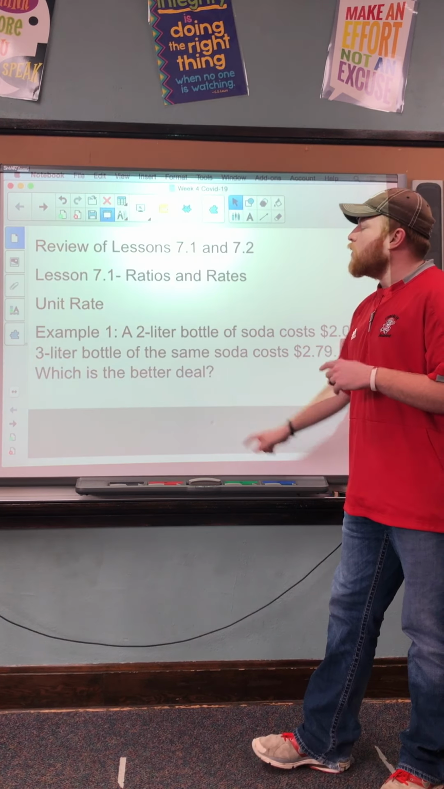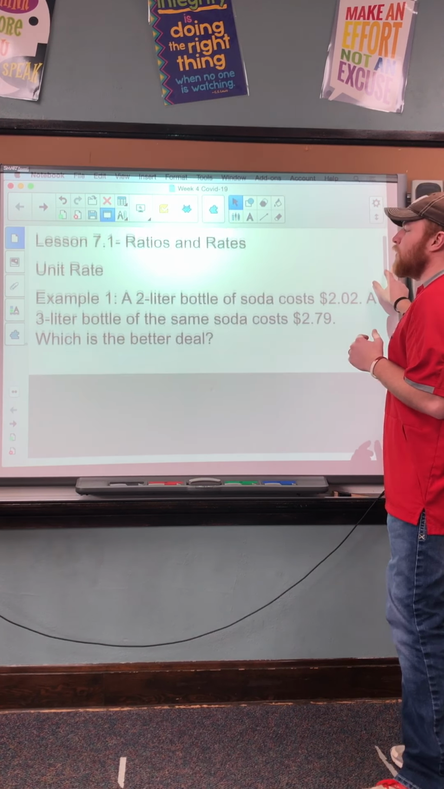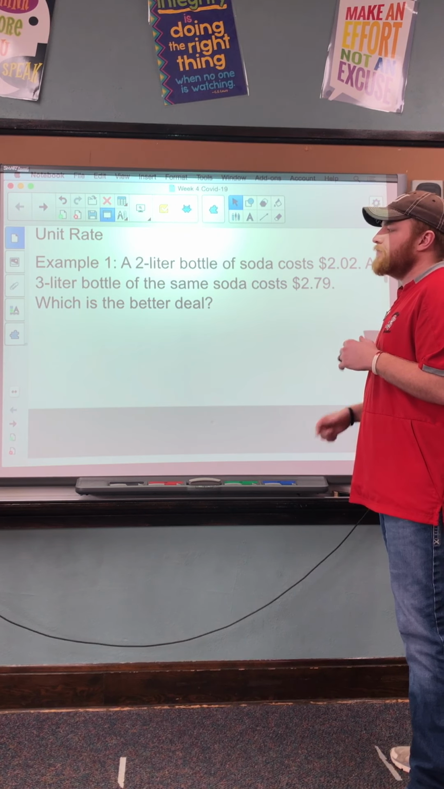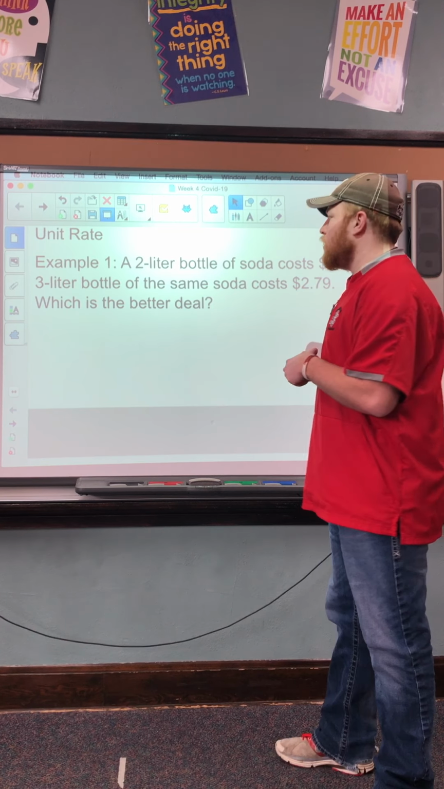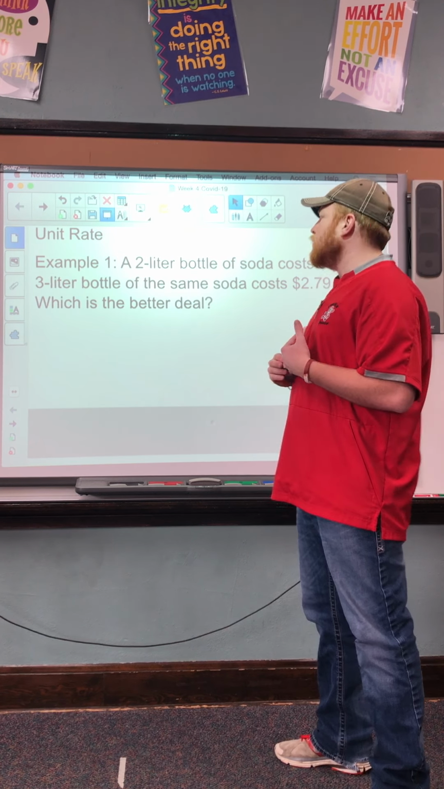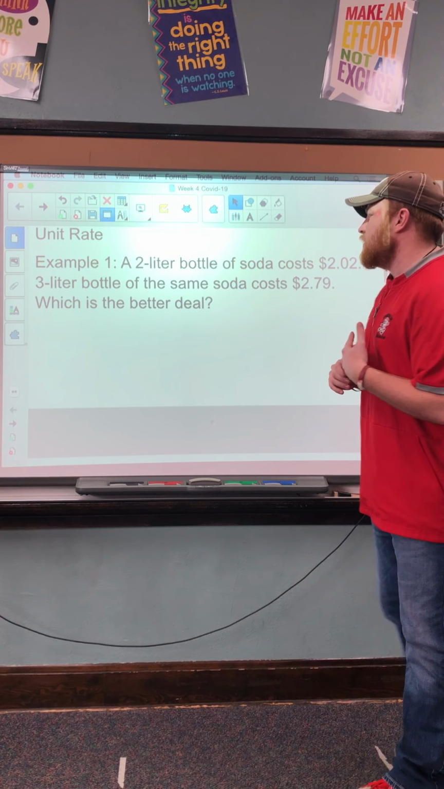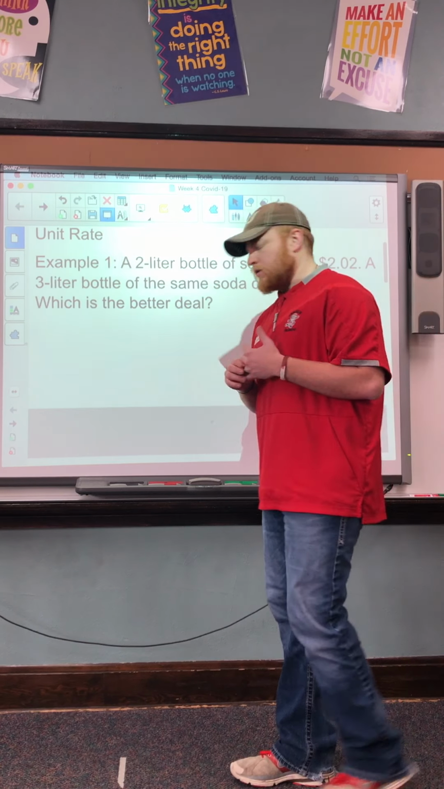Lesson 7.1 is titled Ratios and Rates. The biggest thing with this lesson was the unit rate, okay? This was the hardest part of the lesson. So, for example 1, a 2-liter bottle of soda costs $2.02. A 3-liter bottle of the same soda costs $2.79. Which is the better deal?